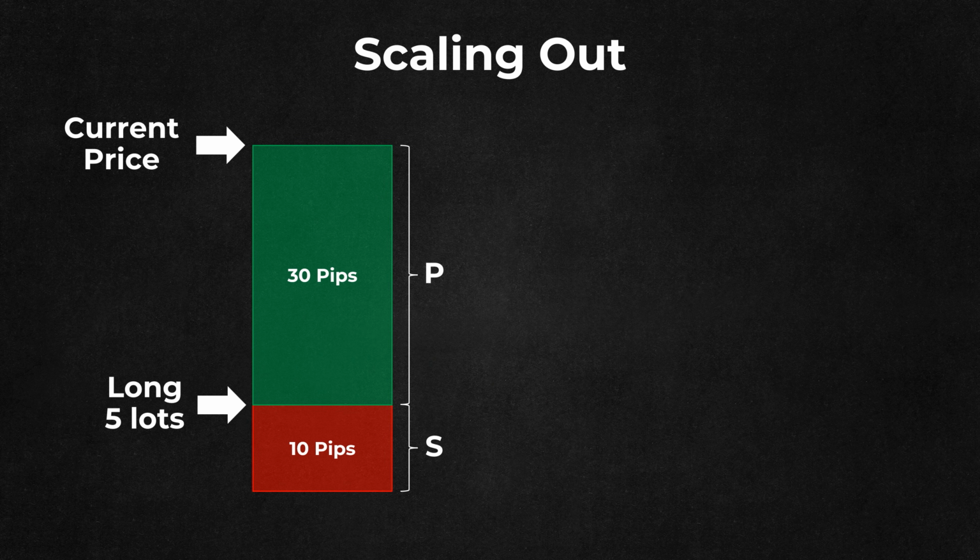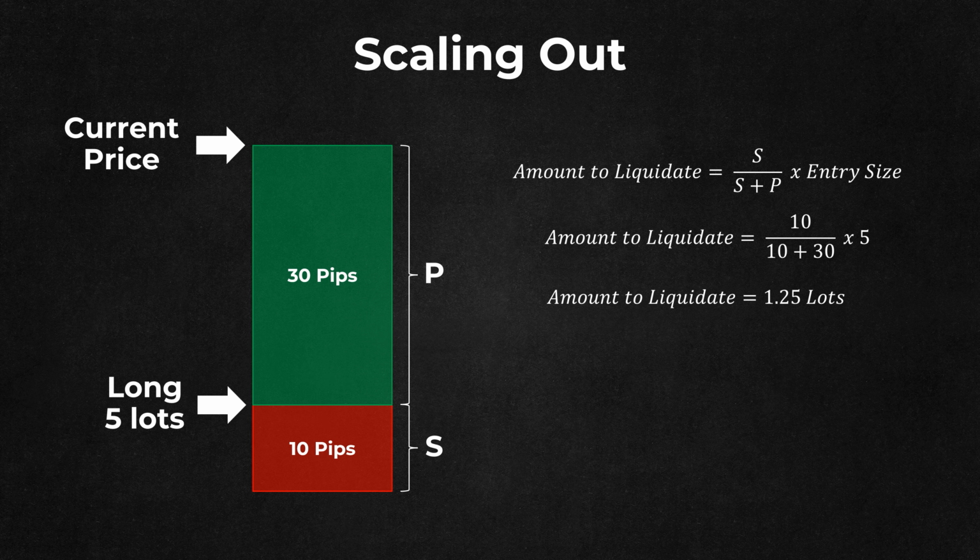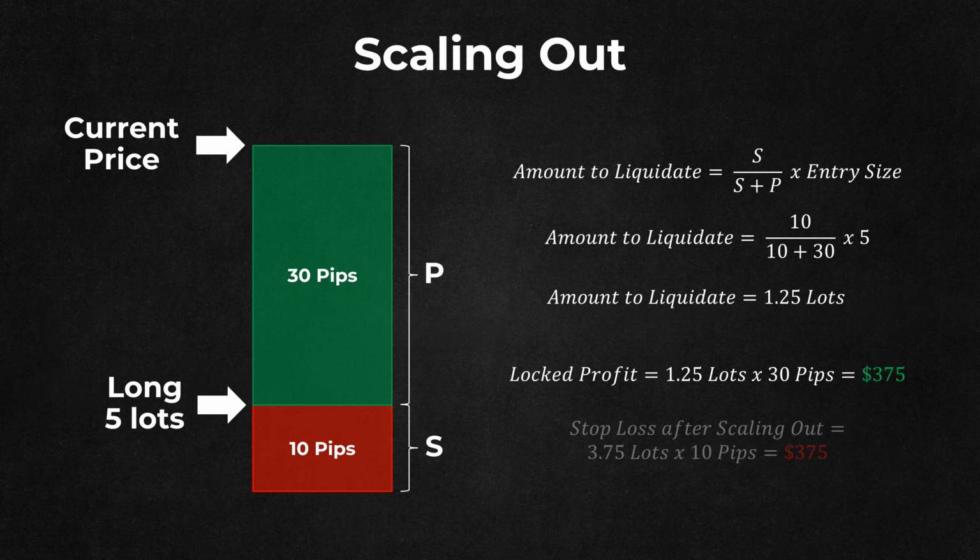Let's call the distance from the entry to the stop S and the distance from the entry to the current price P. The amount to liquidate will be given by S divided by S plus P times your original position size. In this case, you will scale out of the trade using 1.25 lots, which will lock a profit of $375. The open trade now remains with 3.75 lots rather than the initial 5. If your stop is triggered, you will have a loss of $375. In other words, if you are stopped out, your locked profit will neutralize the amount lost.